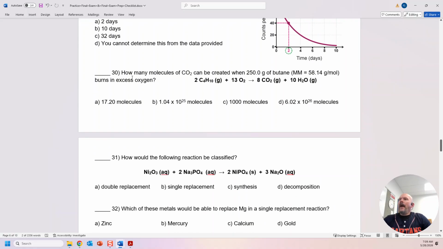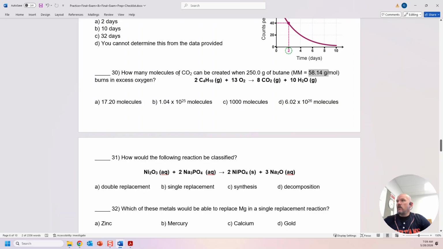All right. So number 30, and this is where we'll stop this video after number 30, and we'll finish up in part 3. Okay, so how many molecules of CO2 can be created when 250 grams of butane, and they give us the molar mass of butane, burns in oxygen? So just a stoichiometry problem. We don't have to worry about running out of oxygen because we have excess oxygen. So what are we going to do? We're going to take our grams of butane, divide it by the molar mass that they give us, and that'll convert to moles. Then we're going to multiply by the mole ratio.